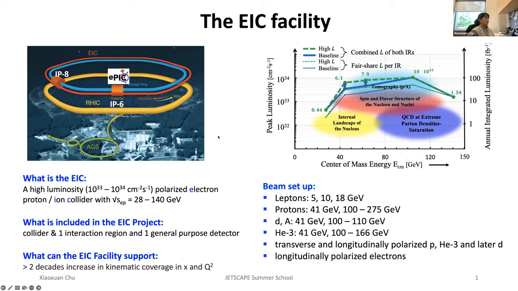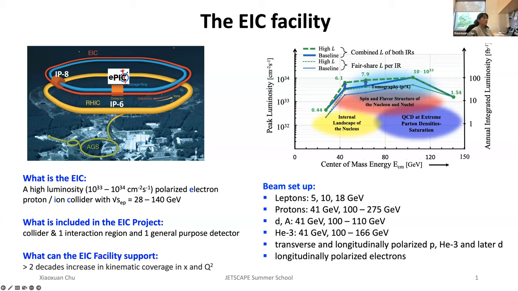Okay, so the EIC is planned to be built on the RHIC ring, and it is a high luminosity polarized electron-proton and electron-ion collider with a very wide coverage of the center of mass energies. You can see the luminosity numbers in the right-hand side plot as a function of the center of mass energy. The EIC project includes one collider, one interaction region, which is IP6 here, and one general purpose detector. This is the EPIC collaboration located at this IP6. And the EIC facility will support over two decades increase of the kinematics in x and Q squared space. I will introduce x and Q squared later in my slides.